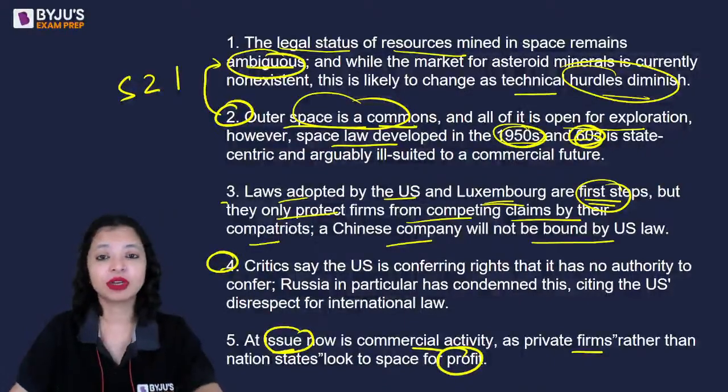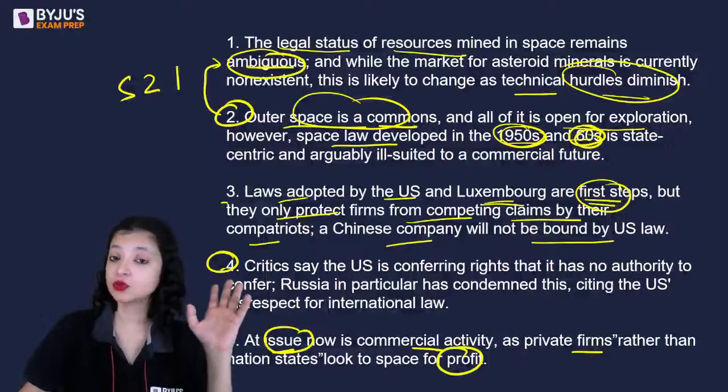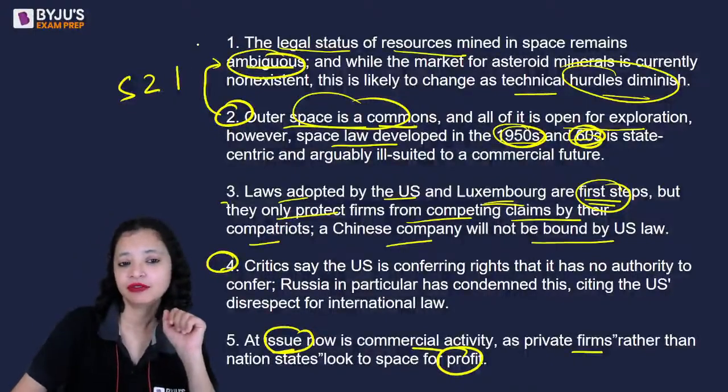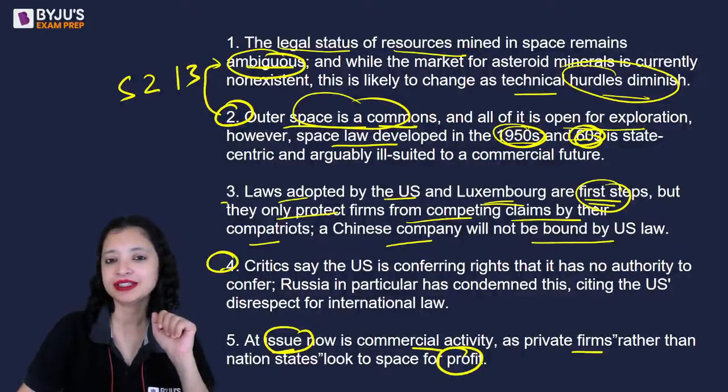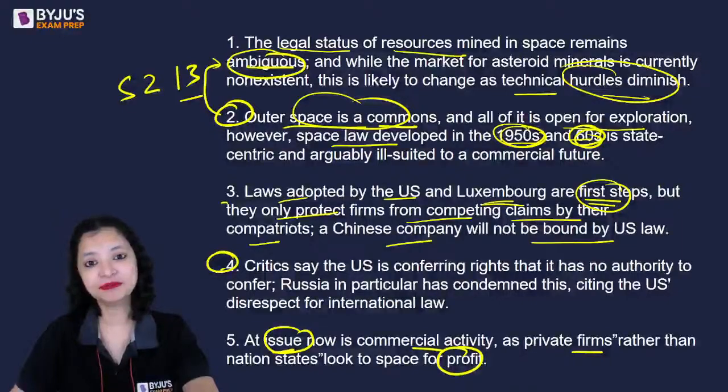Critics say the US is conferring. Critics kahan se aa gaya? This is one word that doesn't link to any of the statements here. Probably there's one entire paragraph that speaks of critics from where the statement was taken up. So a sequence 5, 2, 1 and 3. The first step tells us that it goes well with 1. The correct answer is 3. Does that make sense, everyone?